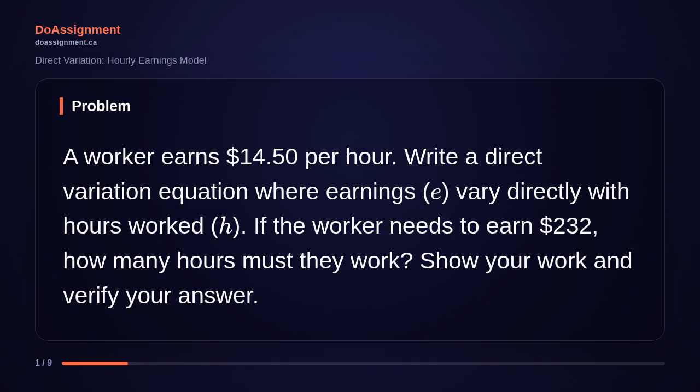A worker earns $14.50 per hour. Write a direct variation equation where earnings, E, vary directly with hours worked, H. If the worker needs to earn $232, how many hours must they work? Show your work and verify your answer. Now let us work through the solution step by step.